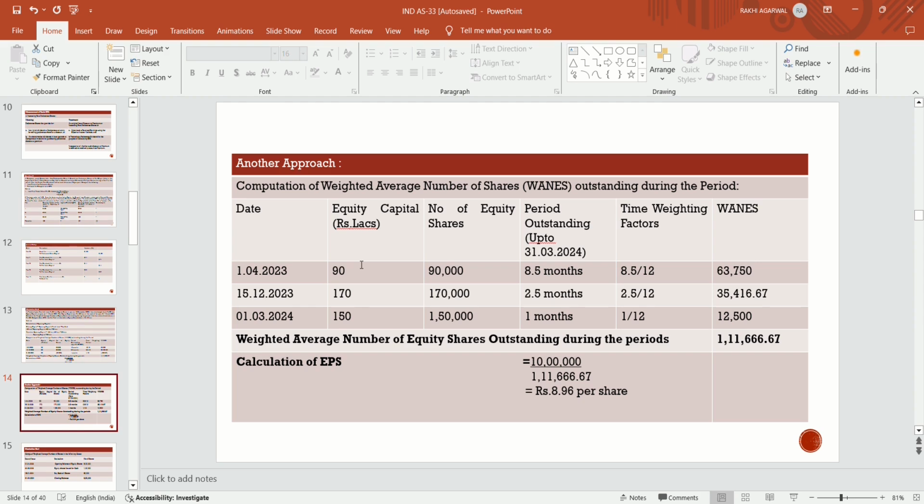You can follow any one of them which you find suitable. So these are the two ways to calculate the WANS. In the calculation of EPS, the answer will be the same in both approaches. Calculation of EPS is 10 lakhs divided by 1,11,666.67. So the answer becomes 8.96.